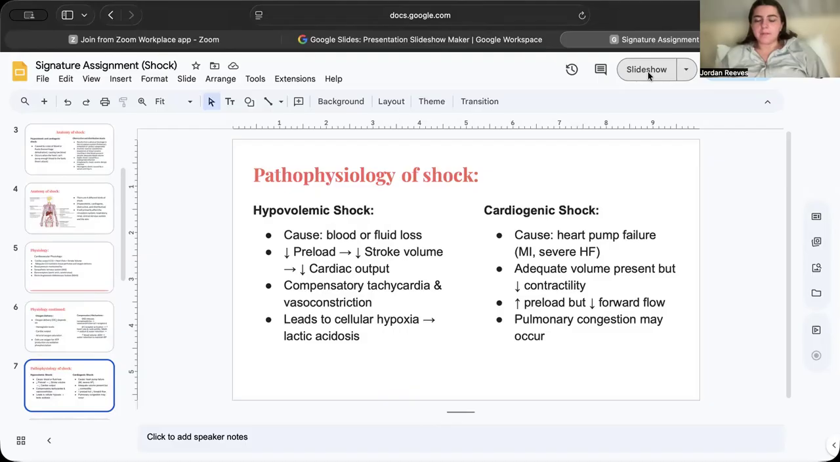Anaphylactic is more common in individuals with severe allergies and asthma. It's rapid in onset, but it's usually treatable with epinephrine to help open up those vessels again.